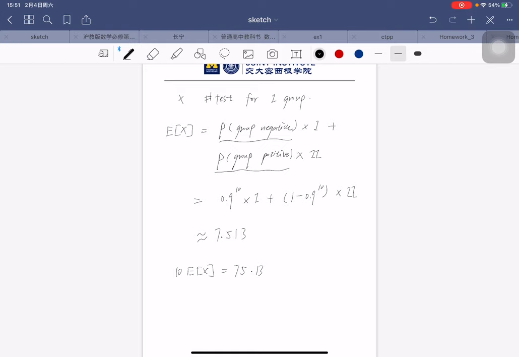So we can see from the result that the second method is a better way to test the 100 people's blood for a kind of disease, because on average the number of tests they need to do by the second method is about 75, which is lower than that of method 1, which is 100 tests.